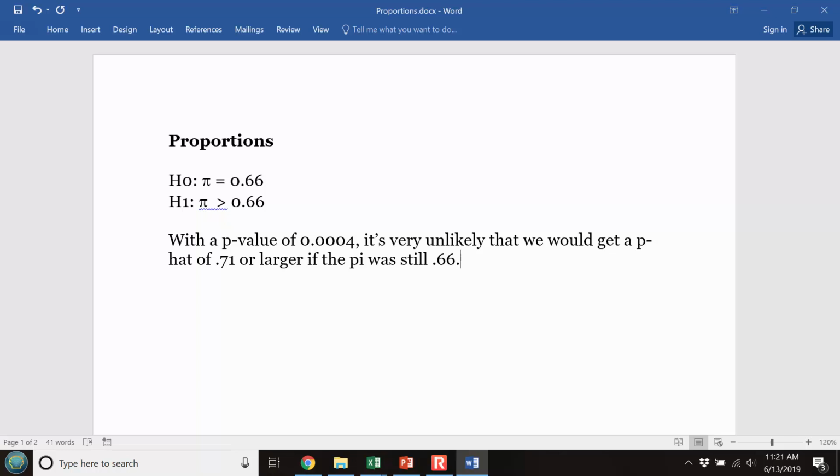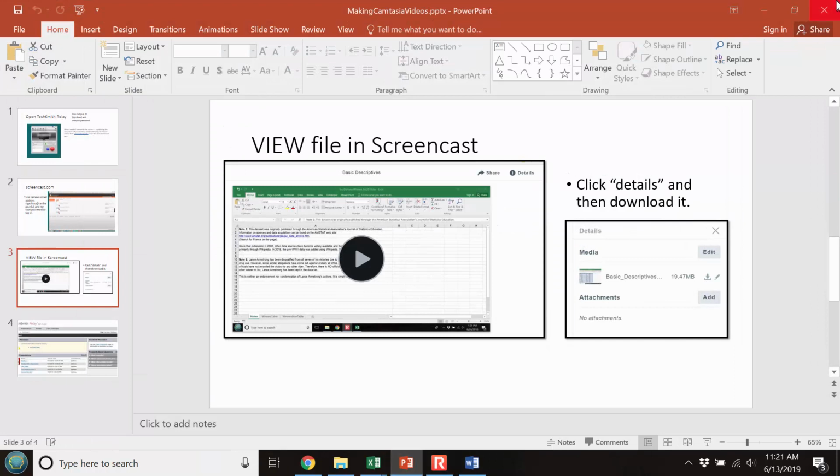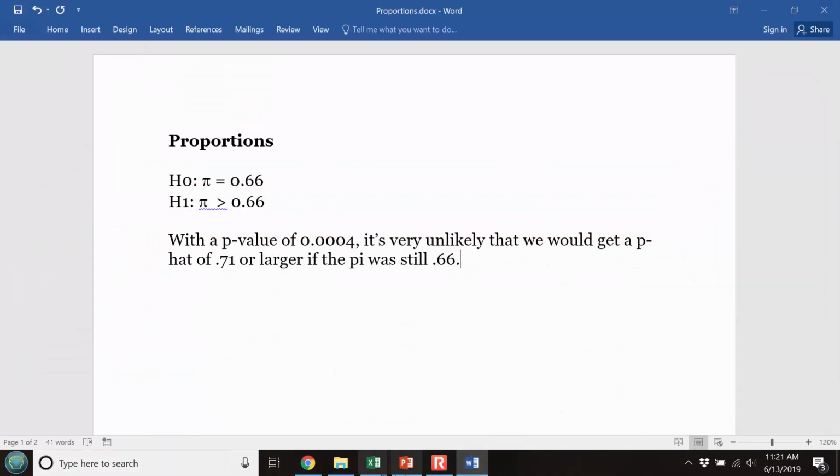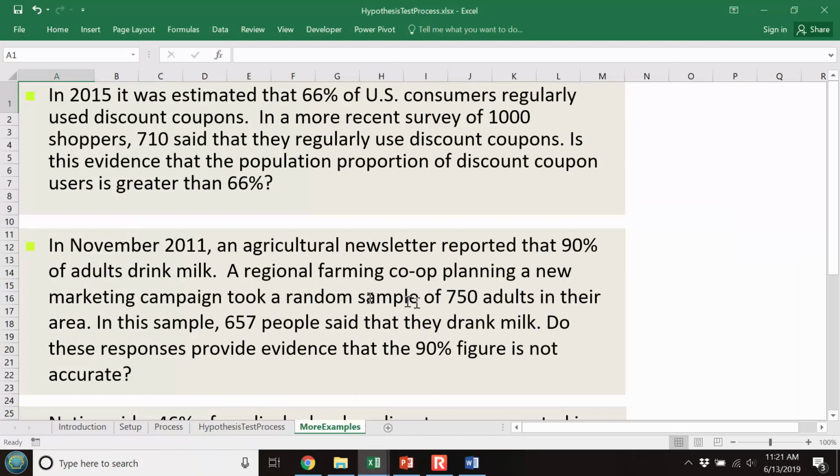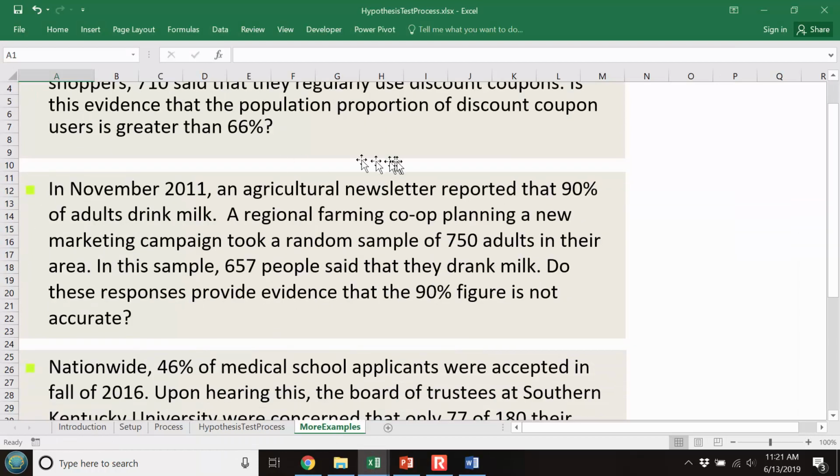And that'll be a good enough conclusion for now. Let's look at the next example. We have 90% of adult consumers drink milk. A regional farming co-op wants to do a new marketing campaign and found that 657 out of 750 adults were drinking milk. And do these provide evidence that that 90% figure is not accurate?